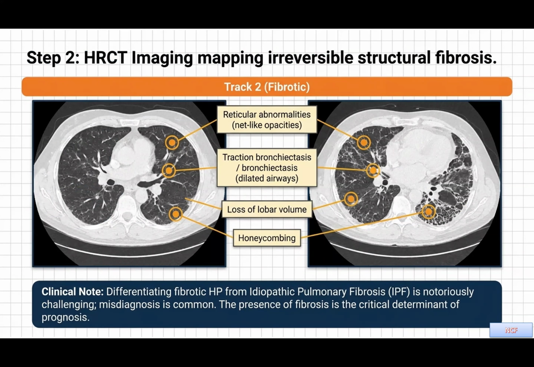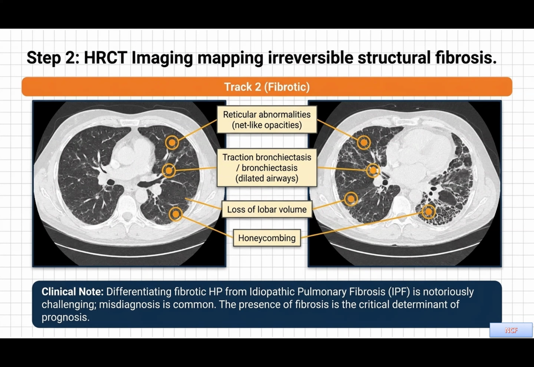Now, HRCT in the fibrotic HP. So we talked about HRCT in the non-fibrotic HP. Now talking about HRCT findings in fibrotic HP. When HP transitions to the fibrotic tract, we see irreversible damage to the lung. So we see reticular abnormalities, we see traction bronchiectasis, and we see honeycombing.